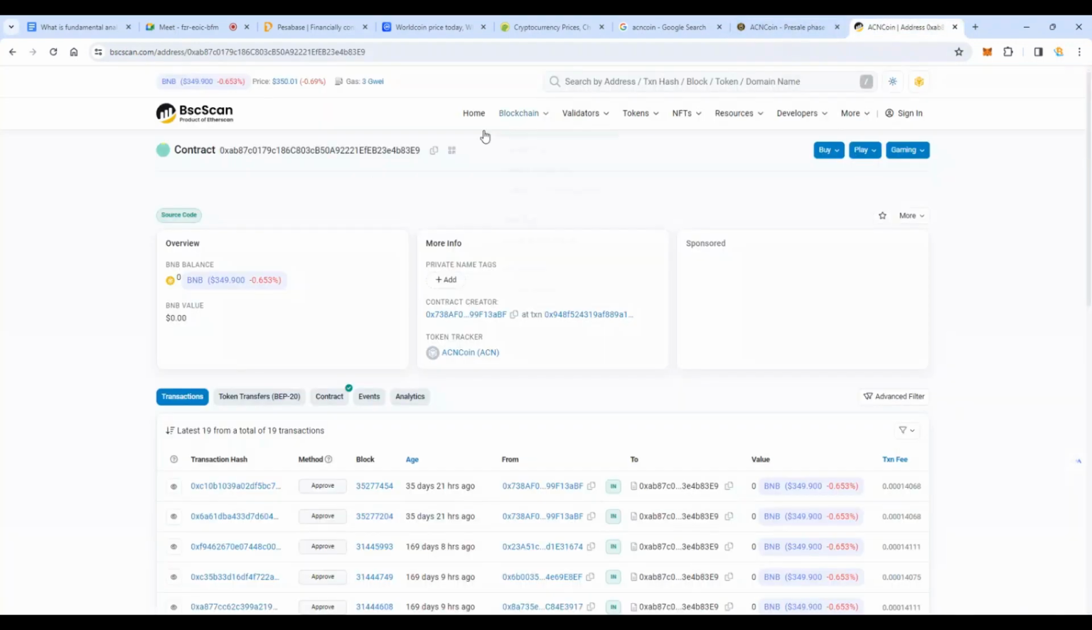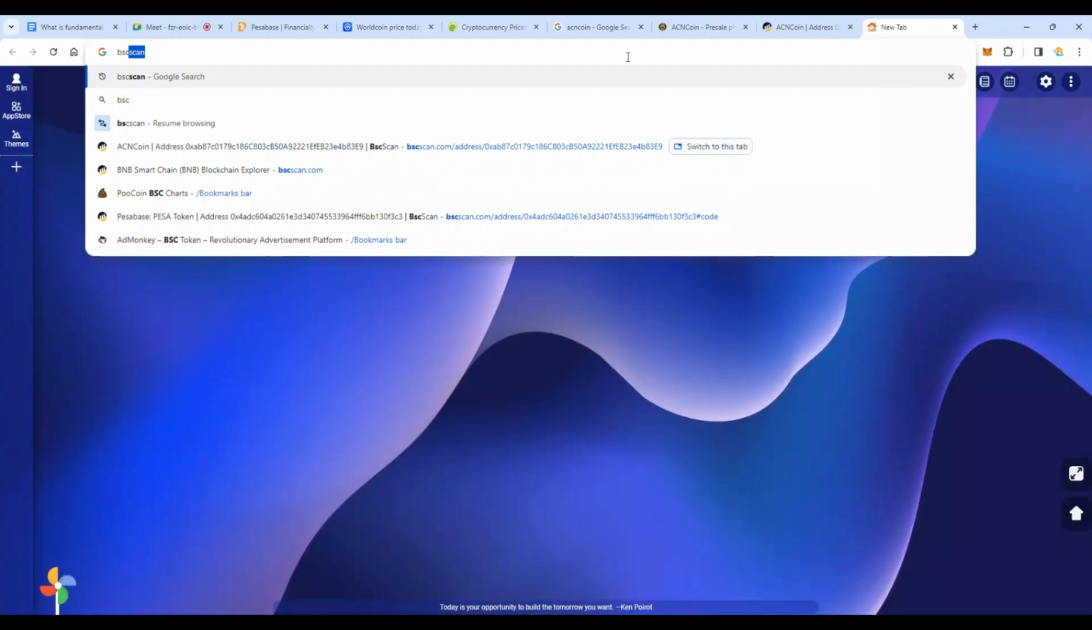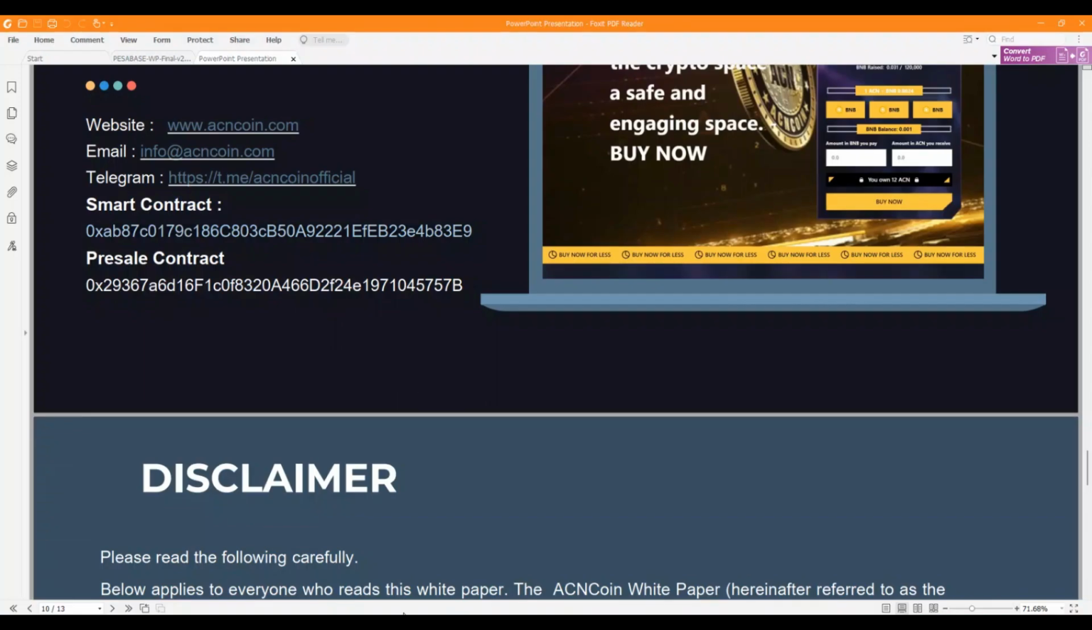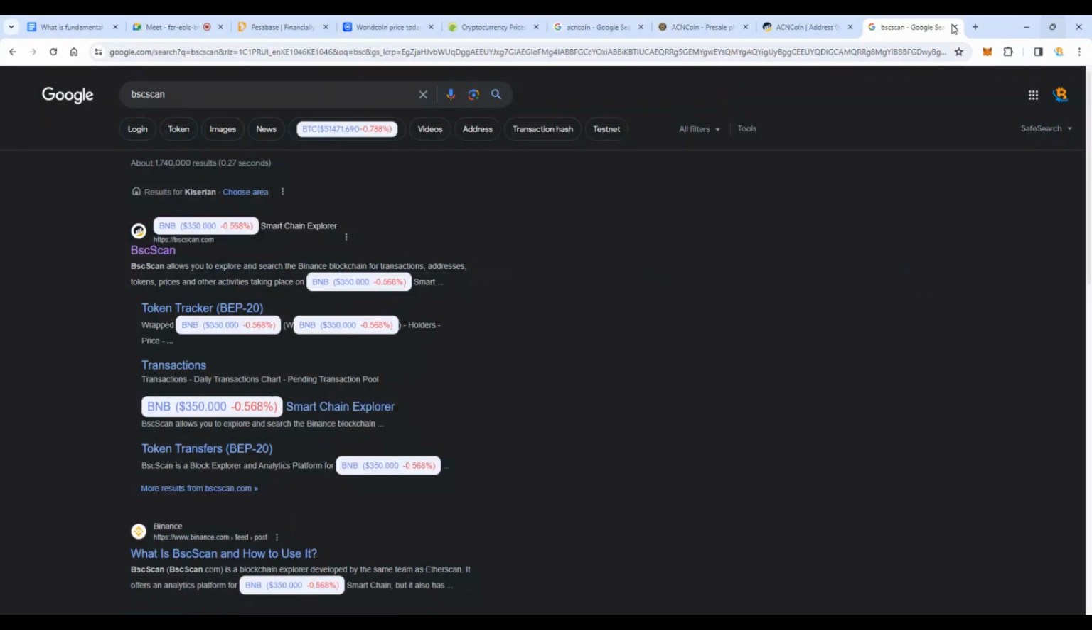So what we've taken is the smart contract for this project, okay? This is the contract address for the project, right? Now, we also have the BSC scan. We also have the pre-sale contract. Let's see the pre-sale contract also. So we have the smart contract and the pre-sale contract, okay?